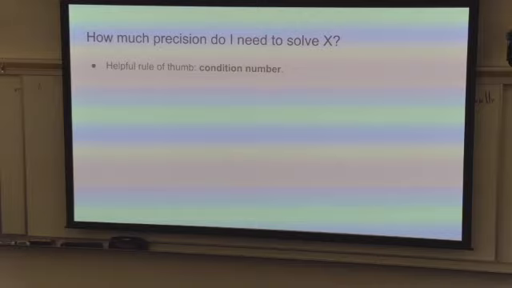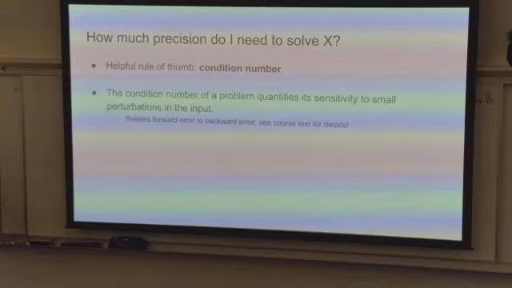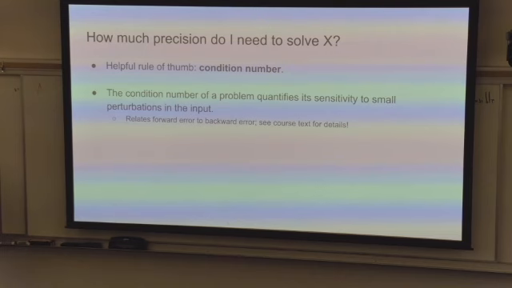Gotcha. So, maybe you can explain in this context. Yeah, okay. Well, I actually don't have the exact definition written up in my slides here, but I just want to point out that the condition number of a problem basically quantifies its sensitivity to small perturbations in the input. It's essentially like measuring a derivative of your problem, or at least a norm of a derivative. The technical definition relates something called forward error to backward error, which I believe is in the course text. So see that if you want the full gory details.